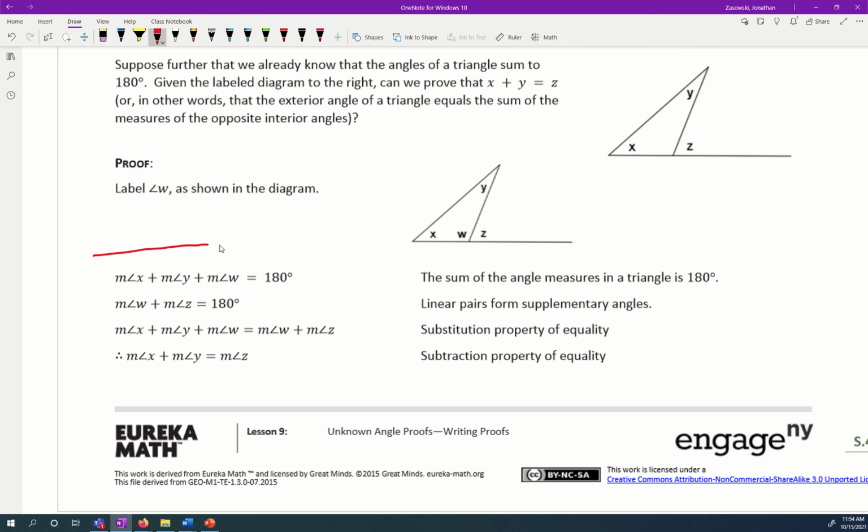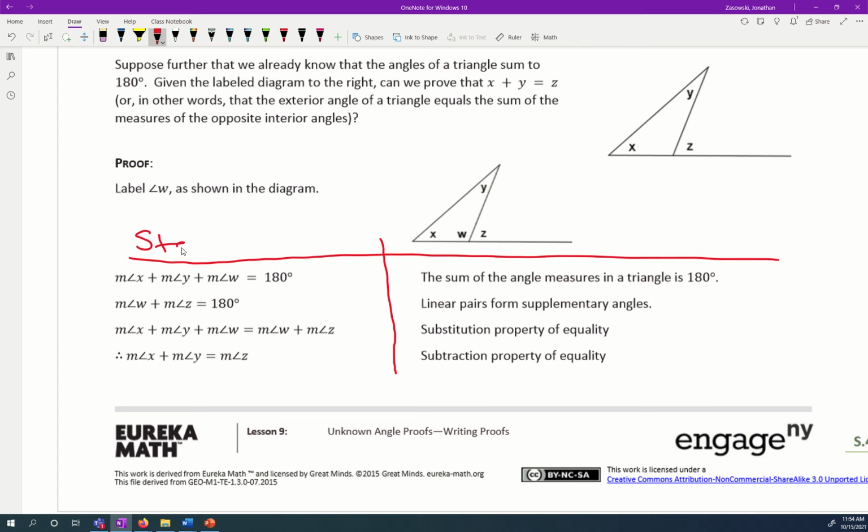Okay, what would I do first? I would draw myself a T-chart. Hopefully a good T-chart, right? What would I put on the top here? Statements, right? Always on the top is statements. And on the other side, we're going to label it with reasons.